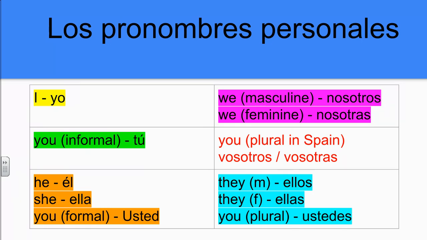And we also have the you formal, usted. Both tú and usted are used when talking to one person individually. If you want to be formal, you're going to use the word usted. That's wearing your tuxedo, your evening gown. While tú is more informal, you're relaxed, you're comfortable, you're speaking to your friends.